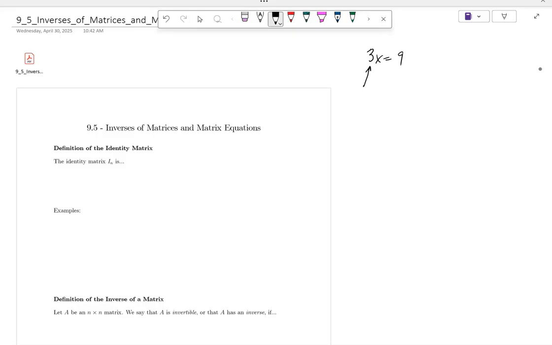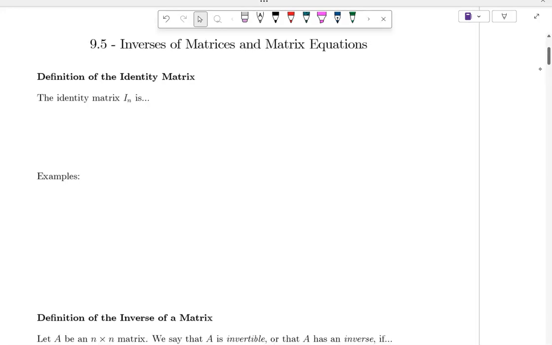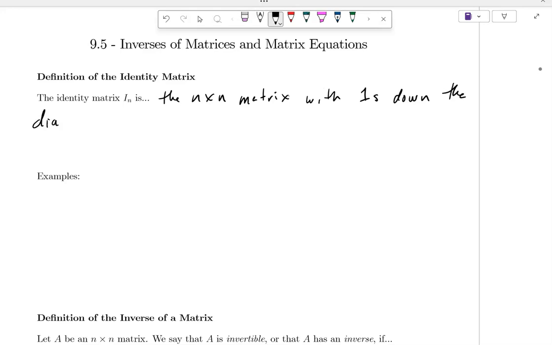So we want a similar thing for matrices. When we refer to the identity matrix, what we mean is the n by n matrix with ones down the diagonal and zeros everywhere else.